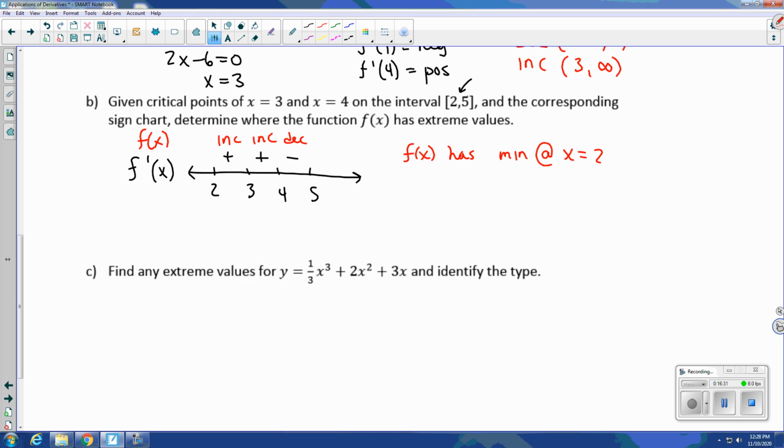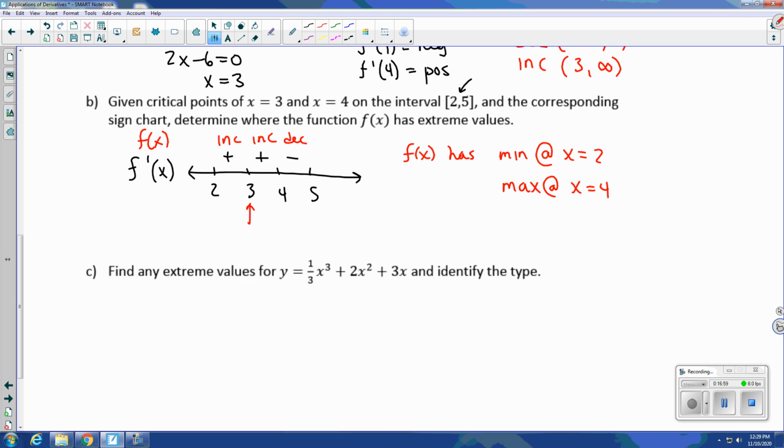Then, for the critical point of 3, notice how it goes positive to positive. So it did not change signs, which means 3 is not an extreme value. It didn't go from positive to negative or negative to positive. However, at the next critical point of 4, it goes from positive to negative, which implies that we have a max there, because it's going from increasing to decreasing.